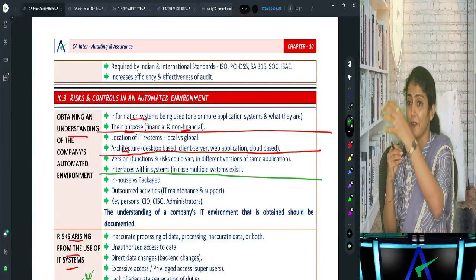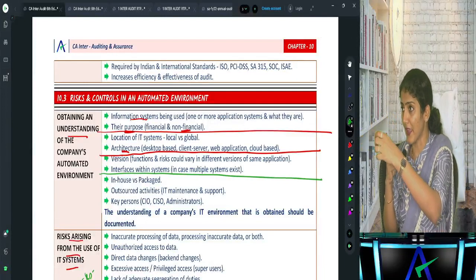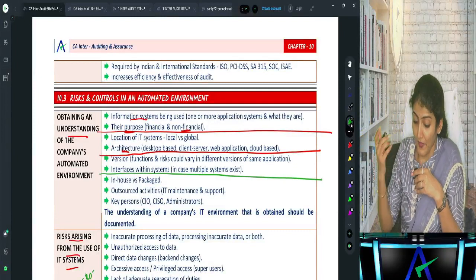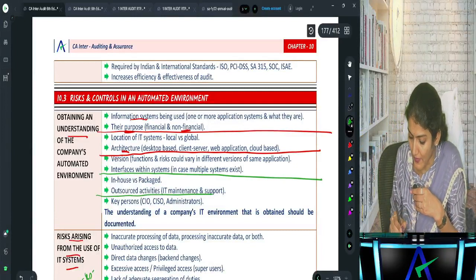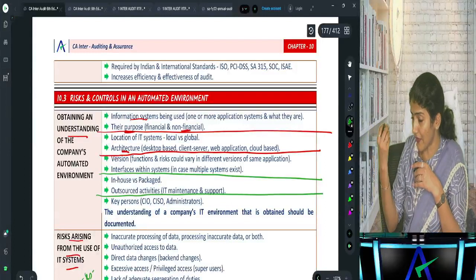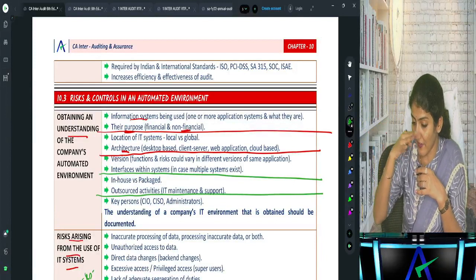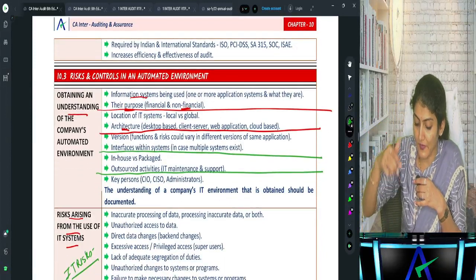Like Tally 11, Tally 12, Tally 12.3, they have the versions, right? And also the interfaces within the system, and whether the system is in-house or outsourced. Whether the support has been outsourced, right? So in-house versus package, or whether the maintenance of the system has been outsourced.